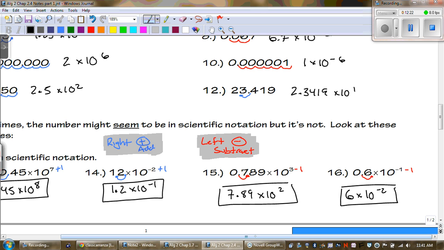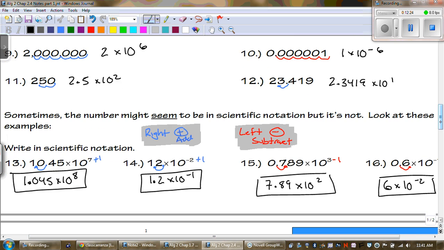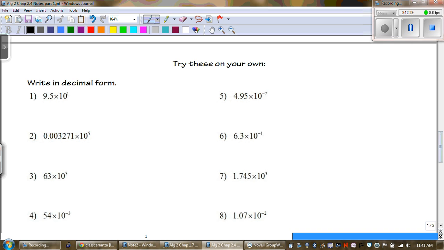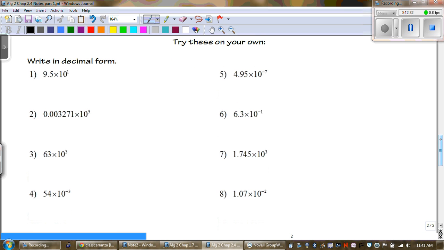All right. Let's try some of these on your own. Okay? So let's look at the directions. It says to write in decimal form. Okay? So remember, if it's positive, you move it to the right. Okay? If it's negative, you move it to the left. I want you to try 1 through 8 first, and then I'll have the answers when you start the video again. Okay? Good luck.